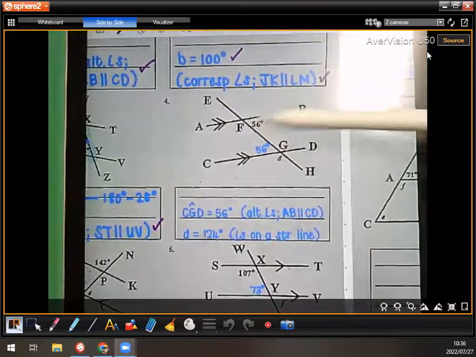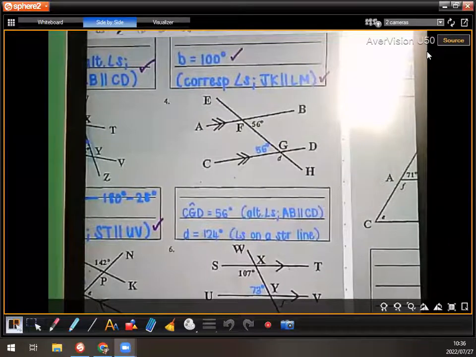or a C shape, or a Z shape that gives you the value straight away. Now guys, there were actually a whole bunch of ways in which you could have done number 4. So I'm just going to go through my method quickly, and if you did it in a different way, you can just ask me. Basically, D was 124. Doesn't matter how you got there.